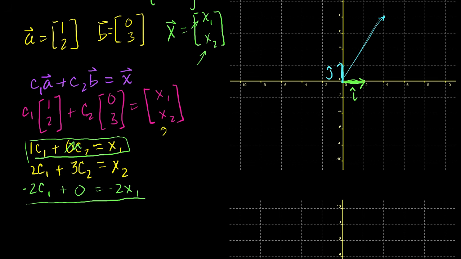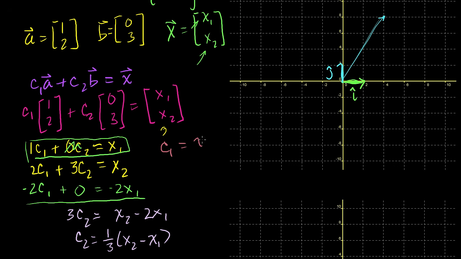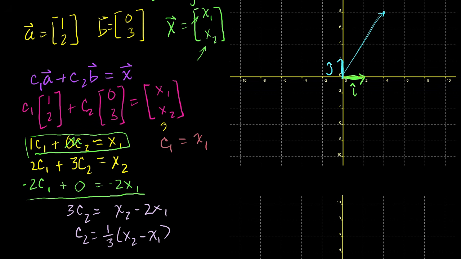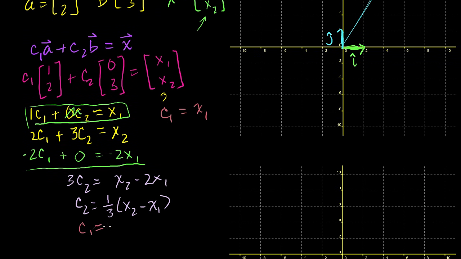You get 3c2 is equal to x2 minus 2x1. Divide both sides by 3. You get c2 is equal to 1/3 x2 minus x1. Now we'd have to go substitute back in for c1. Well, this first equation just says c1 plus 0 is equal to x1. So c1 is equal to x1. So that one just gets us there. So c1 is equal to x1.